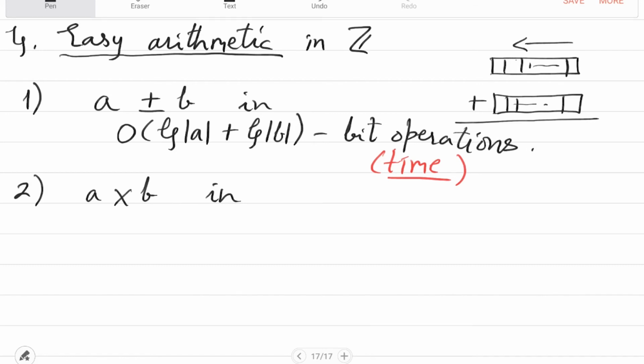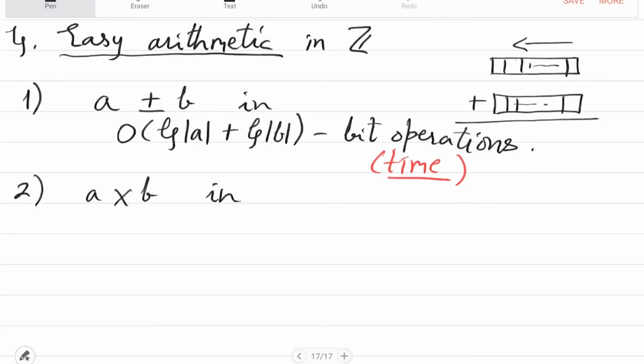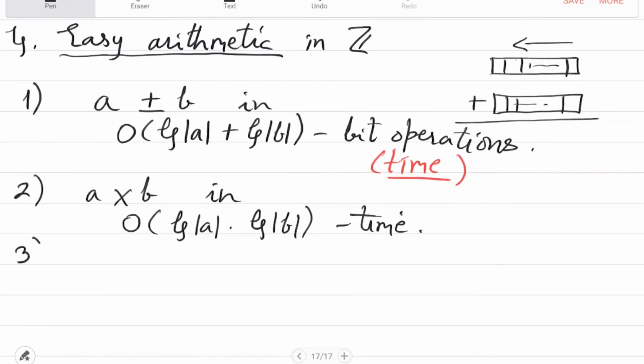So in the same spirit, what about A times B? Multiplication. So the same school algorithm when you do for multiplication, then you have to do it for each of the bits of B. Yes, so for each bit of B, you have to scan A, right? So it will be log B times log A. And we'll call it time. Okay, so addition, multiplication, and finally division.